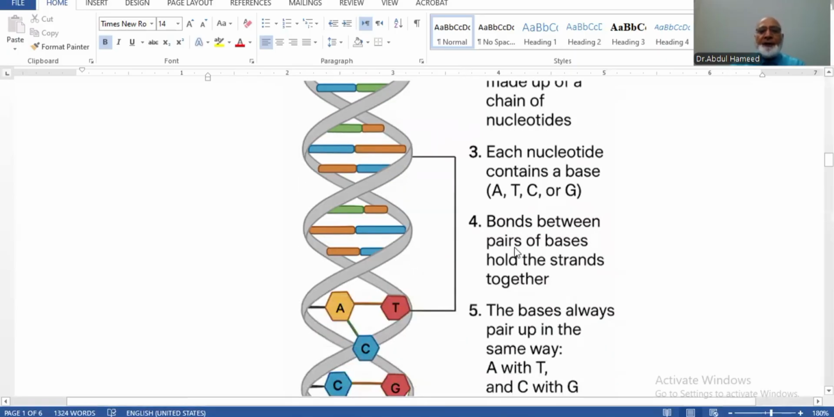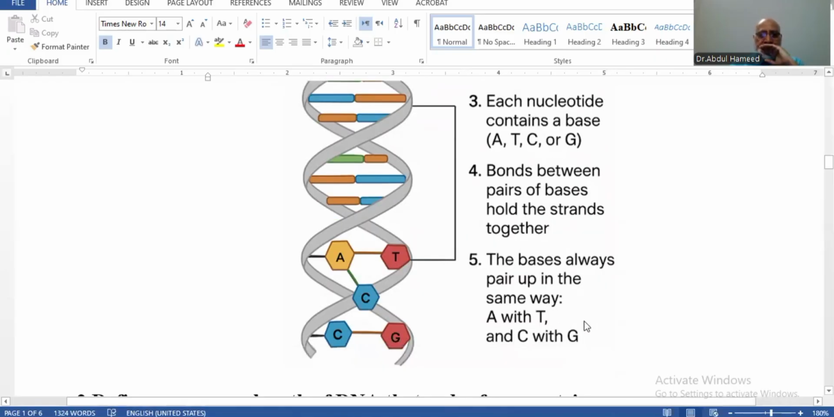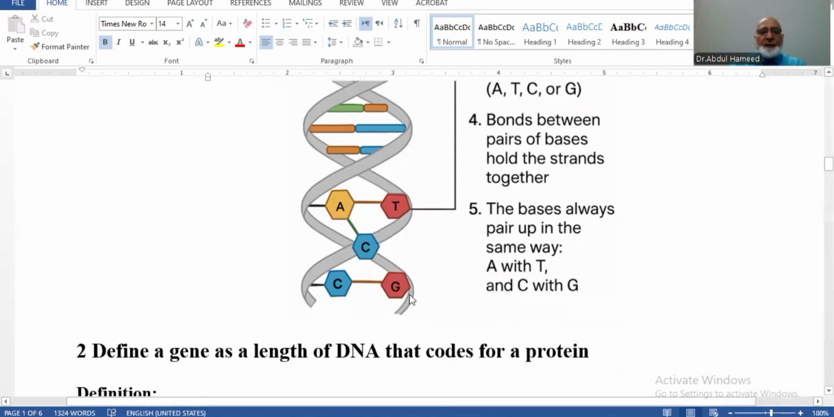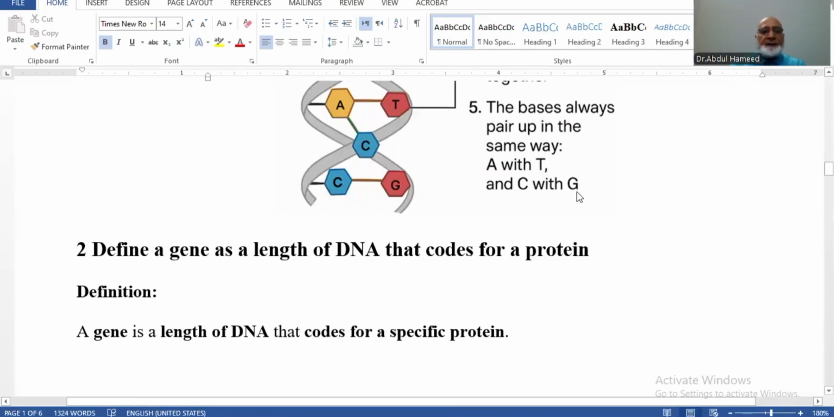The bonds between pairs of bases hold the strand together. This type of bonding is hydrogen bonding. The bases always pair up in the same way, A with T and C with G. So AT and GC. This is a sort of raw depiction of our level.